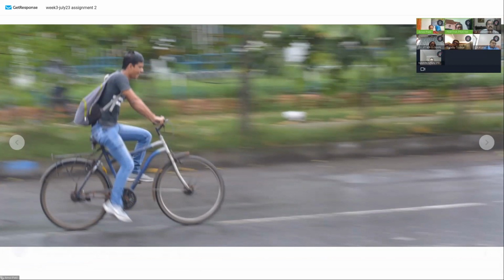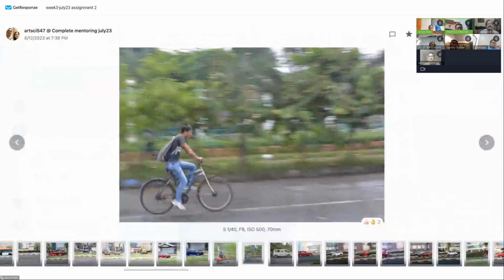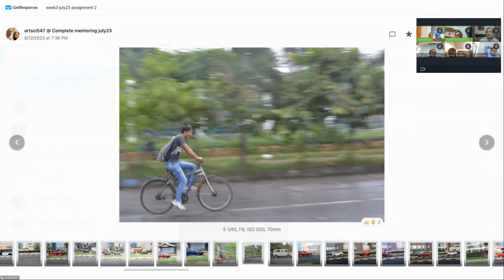Here I see a little blur. So maybe a little more practice would help you achieve that finesse. I'm just talking about the finesse that is lacking. Otherwise, it's a good picture, Partho.